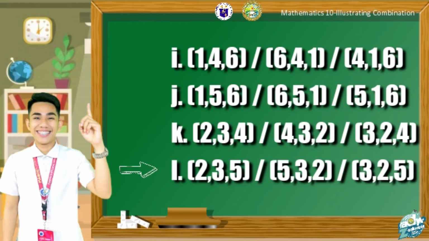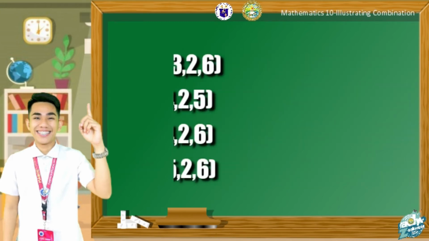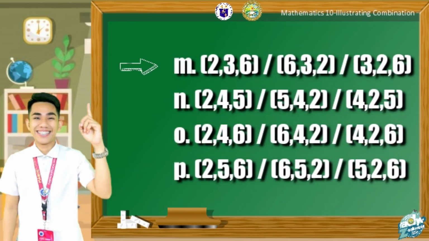Letter L. 2, 3, 5, or 5, 3, 2, or 3, 2, 5. Letter M. 2, 3, 6, or 6, 3, 2, or 3, 2, 6. Letter N. It could be participant 2, participant 4, participant 5, or 5, 4, 2, or 4, 2, 5.